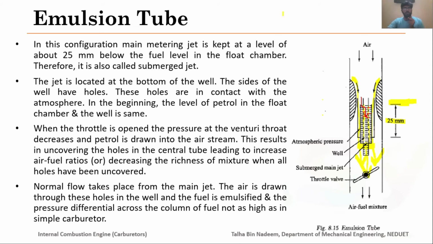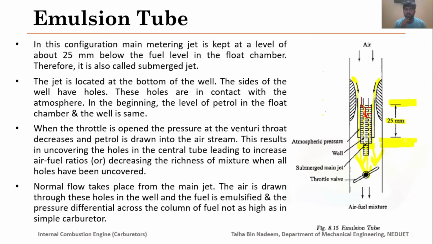Okay, now we will just go through the description here. In this configuration, the main metering jet is kept at a level of about 25 millimeters below the fuel level in the float chamber. This is the level of the float chamber, and the main metering jet is here. So this is the difference between the levels of the float chamber and the main metering jet.